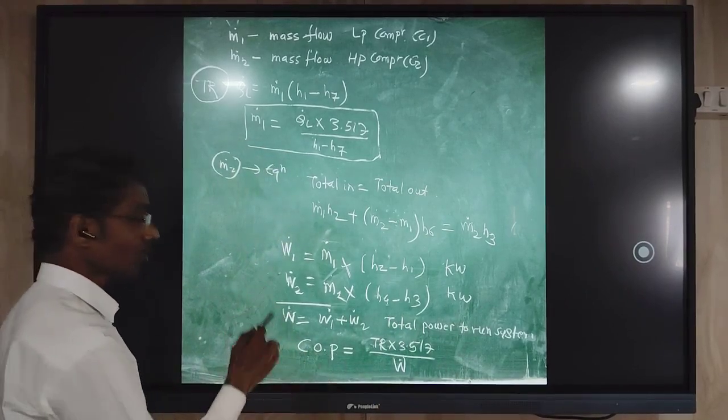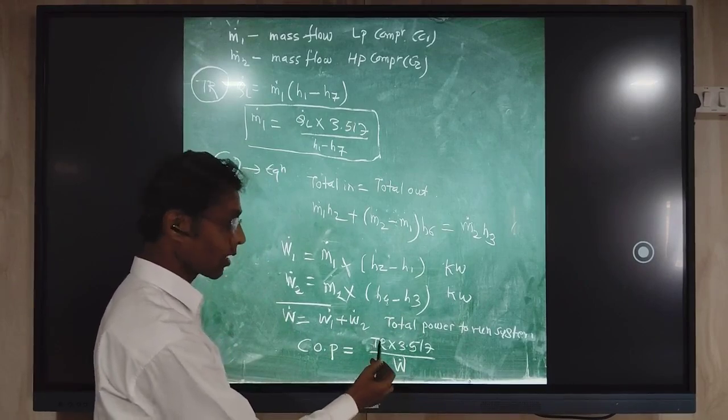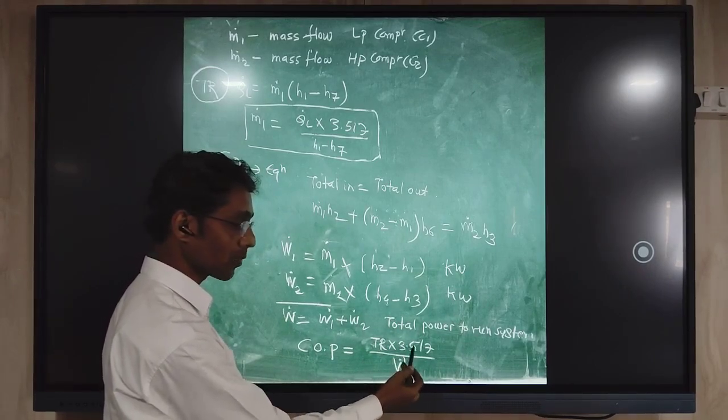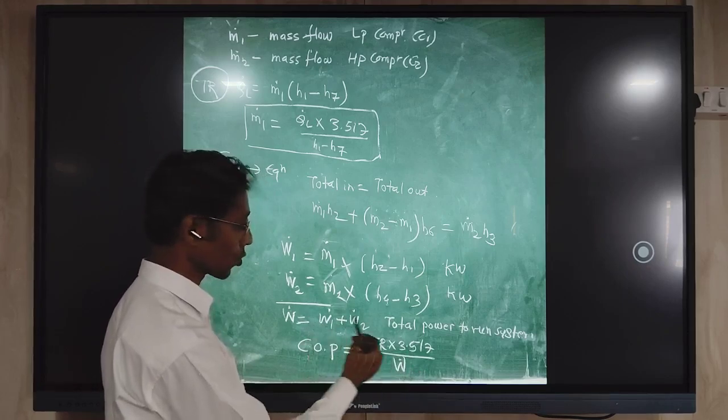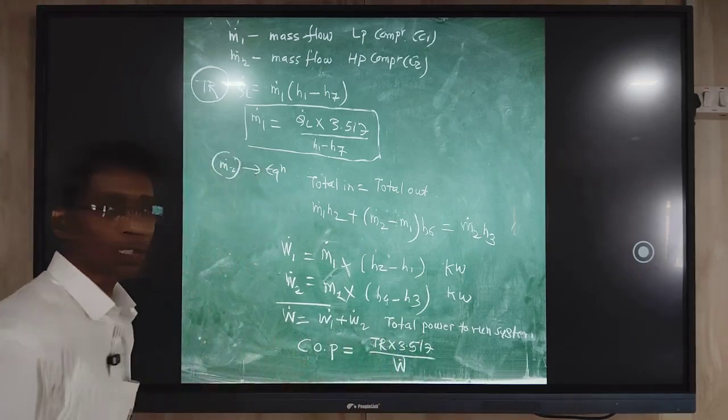Finally, the coefficient of performance is Q dot L, whose value is given in TR and converted into kilowatt using this multiplier, divided by this total power, W dot. So this is the COP.